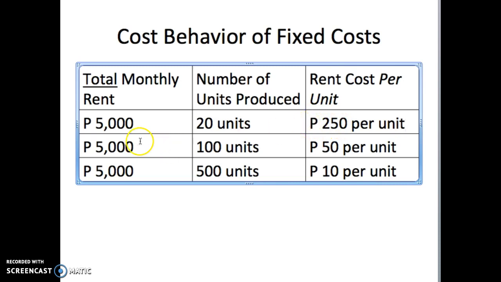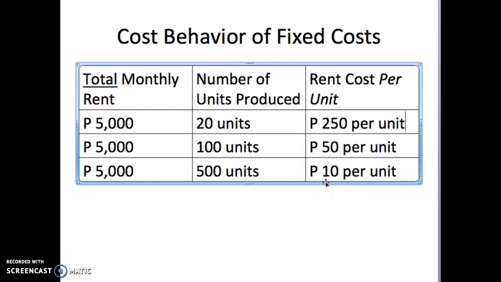And then let's say for this second batch here, 5,000 divided by 100, the rent cost per unit will be 50 pesos per unit. And for the 500 units produced, that will be 5,000 divided by 500 units. Then we will get 10 pesos per unit. Meaning, for every pen produced, we will incur 10 pesos for the rent.